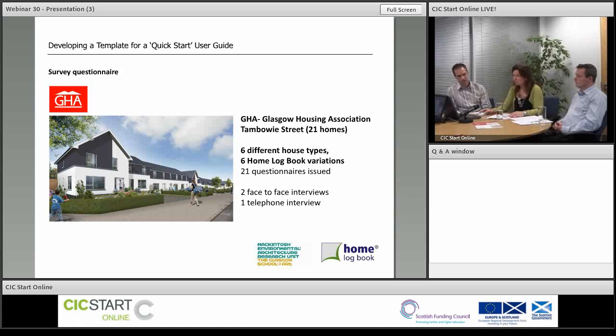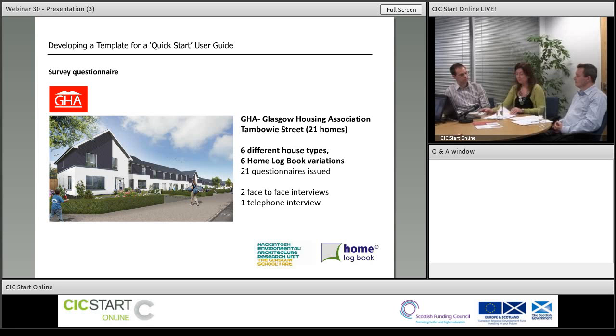So some of our responses on the postal side weren't as extensive as was hoped, but we certainly captured a good amount of quality feedback from the ones that we did manage to catch. Interestingly, a lot of the residents in the Tambowie Street development, English wasn't their first language, so it was quite an interesting body to survey, in that it really tested the logbook and the quality of its diagramming as opposed to just its English technical descriptions.